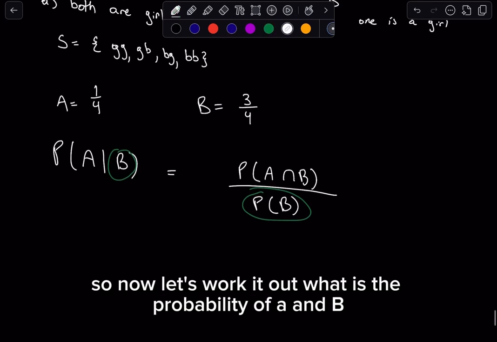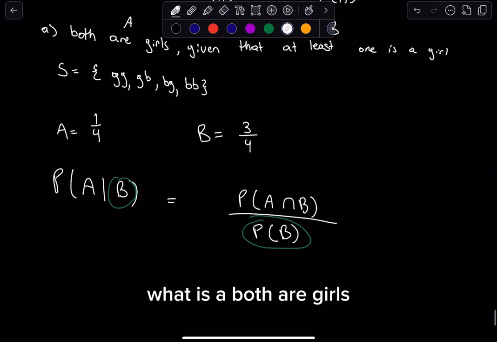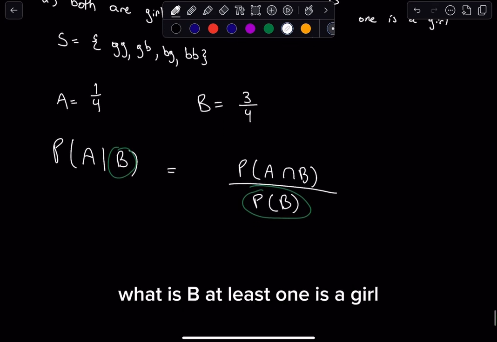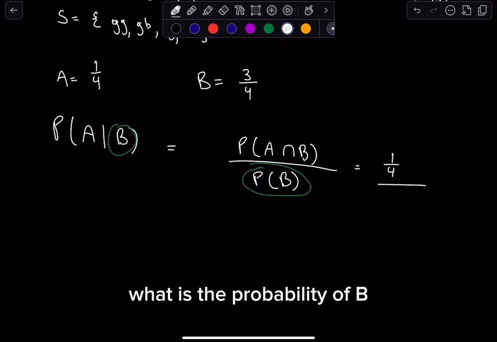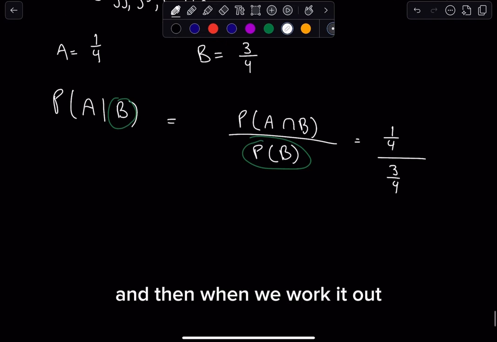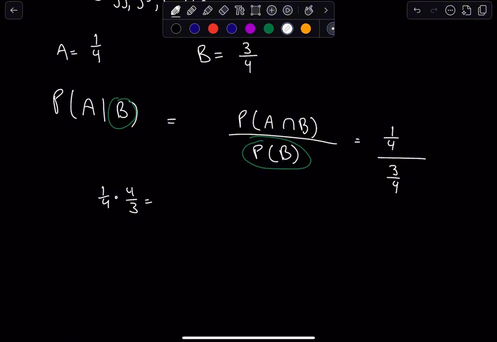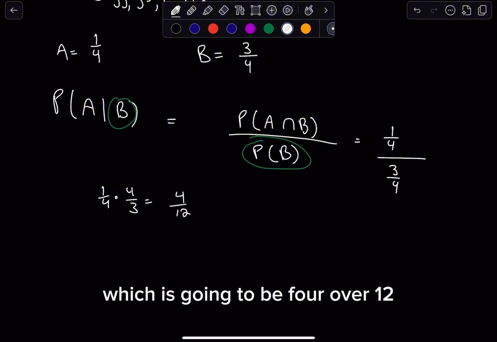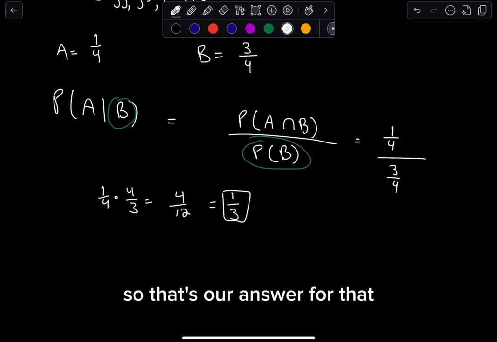So now let's work it out. What is the probability of A and B? What is A? Both are girls. What is B? At least one is a girl. Well, there's only one case where both are girls. So that is going to be 1 over 4. What is the probability of B? 3 over 4. And then when we work it out, it's going to be 1 over 4 times 4 over 3, which is going to be 4 over 12, which is simply 1/3. So that's our answer for that.